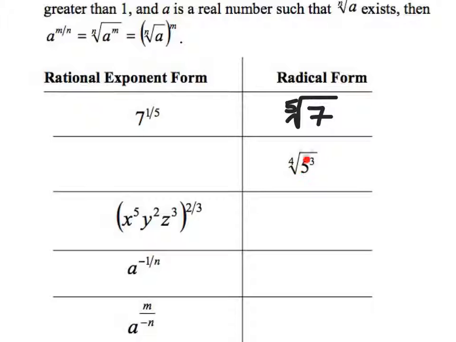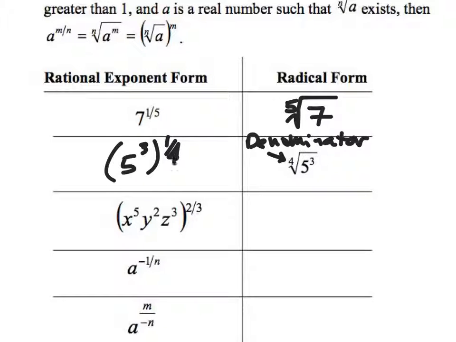The radical form here, now you have a radical form. 4 is what we call your index, and 3 is your exponent. So what I always do is I do this. This number here is your denominator, okay? And so I'm going to take 5 to the 3rd power, and then raise that to the 1/4 power, okay? And that's really just going to give me 5 to the 3/4 power, okay?